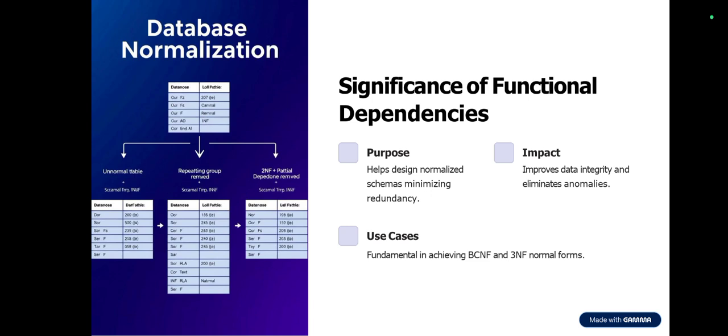Means if we have an unnormalized table and repeated values in that table, we can remove that by using functional dependencies. What is the impact? Improves data integrity and eliminates anomalies like insertion, update, and delete. What are the use cases? Fundamental in achieving BCNF and third normal forms.